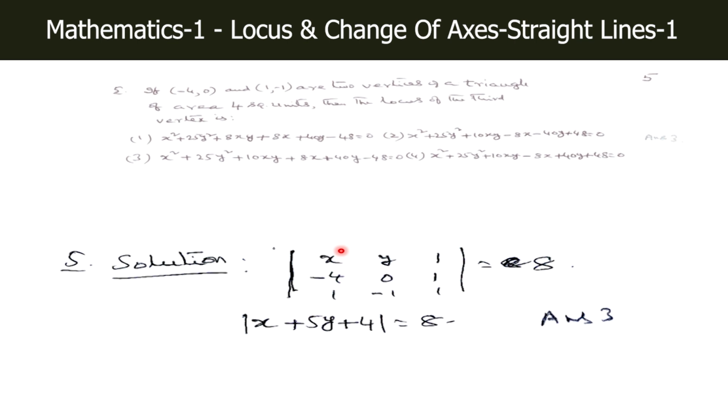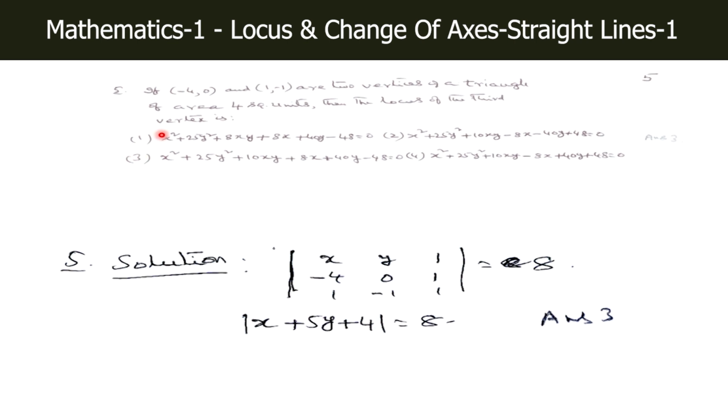Then its area is half of the modulus of the determinant x1, y1, 1; x2, y2, 1; x3, y3, 1. Here the vertices of the triangle are (-4, 0), (1, -1), and the third vertex is (x, y). So as per the formula, the modulus of the determinant x, y, 1; -4, 0, 1; 1, -1, 1 is equal to 8. That means x plus 5y plus 4 equals 8. Now squaring and simplifying, the answer is you will get option 3.